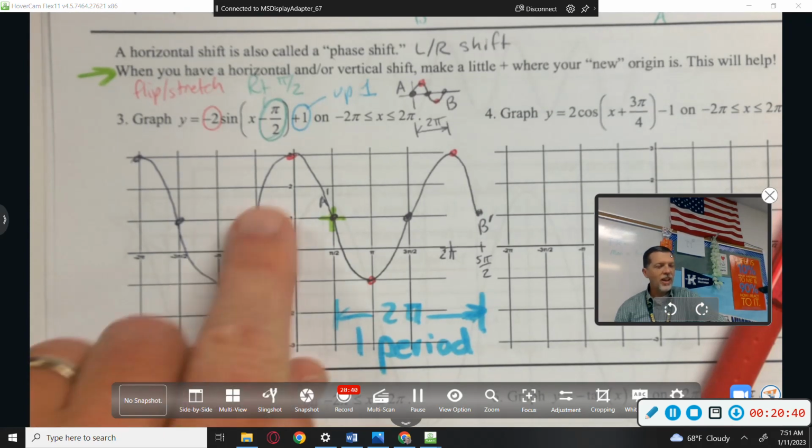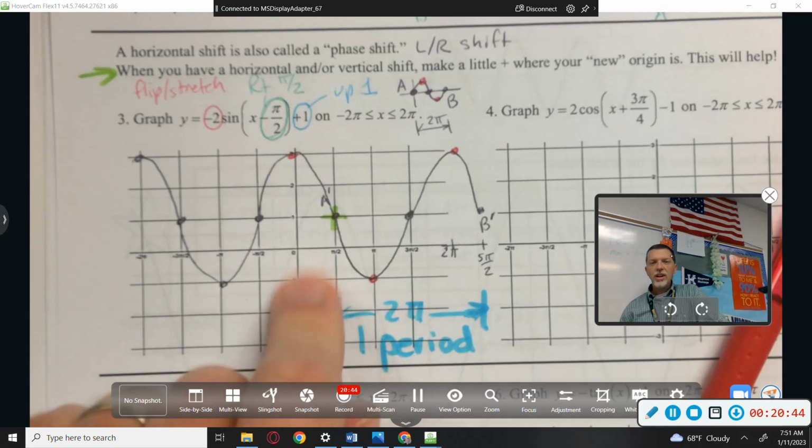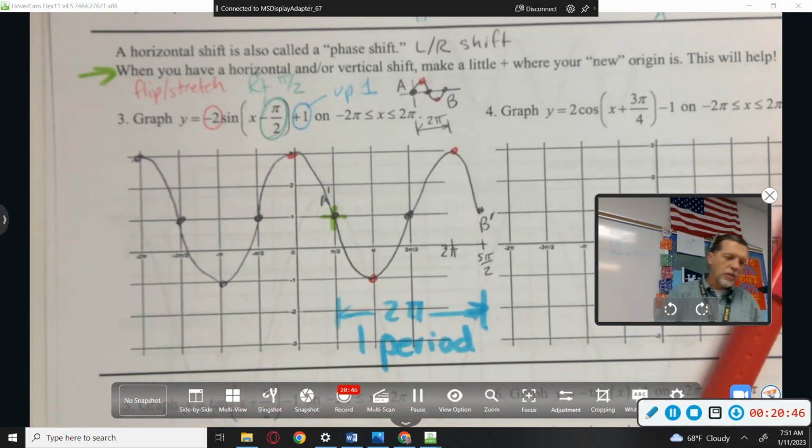You could say it's a sine graph that started where we started, or you could say it's a cosine graph that started kind of on the origin. That's more for later, though.